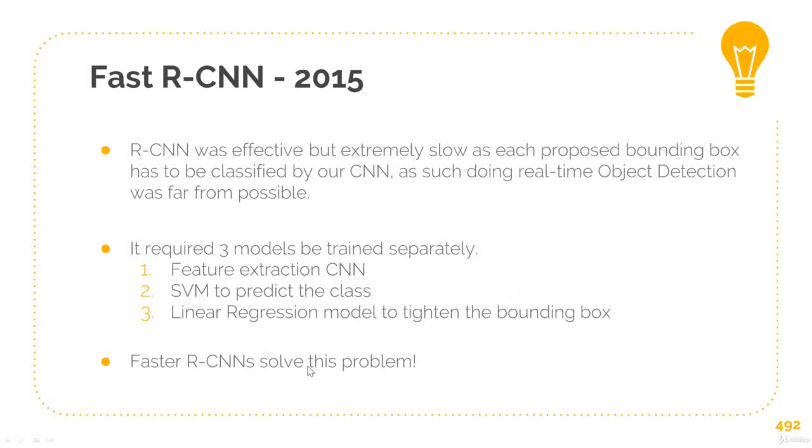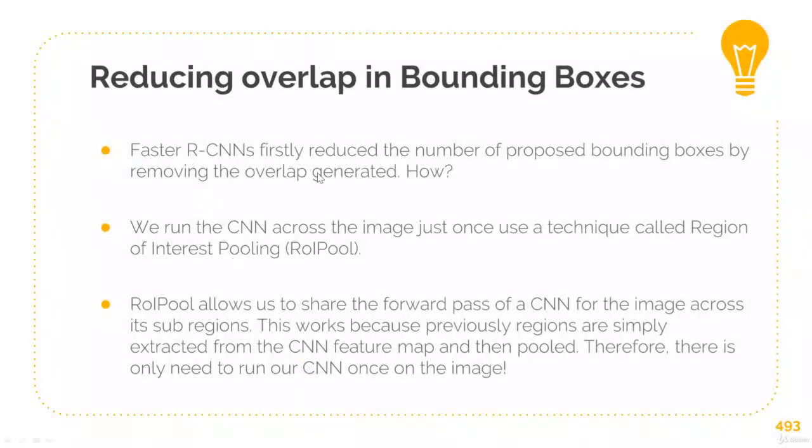So what did Fast RCNNs do? Fast RCNNs firstly reduce the number of proposed boxes by removing the overlap generated. How did it do this? We run the CNN across the image just once instead of many times using a technique called region of interest pooling, or ROI pool. ROI pool allows us to share the forward pass of the CNN for the image across its subregions. This works because regions are simply extracted from the CNN feature map and then pooled, so you only need to run the CNN once per image and use that output going forward.